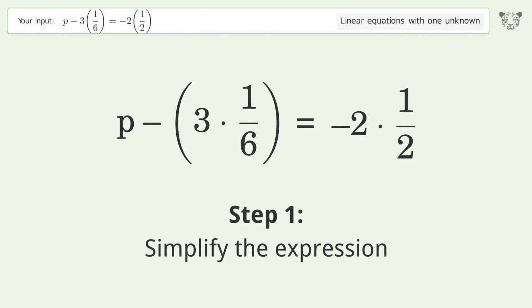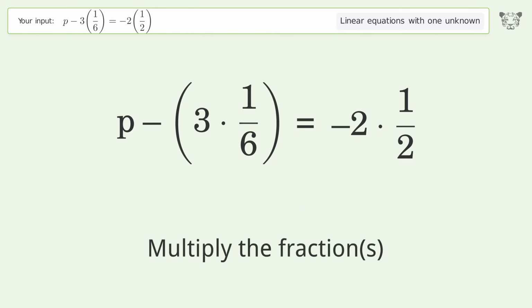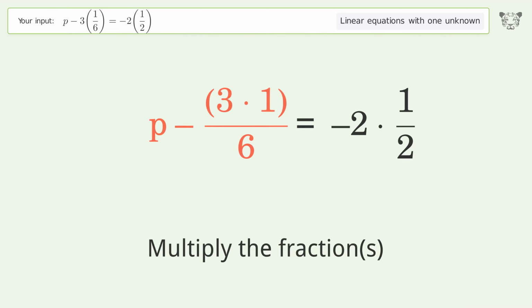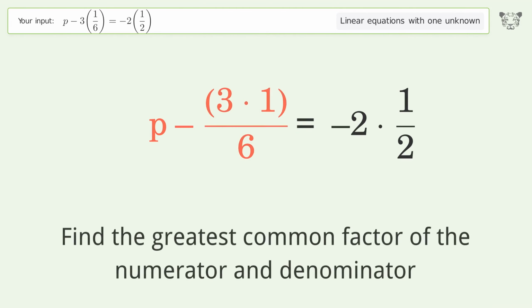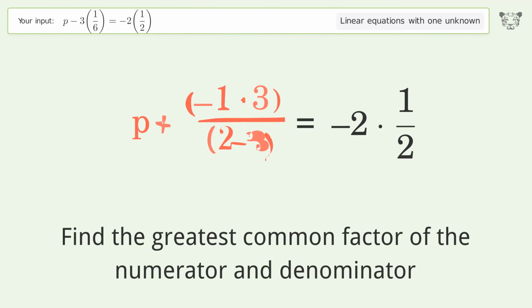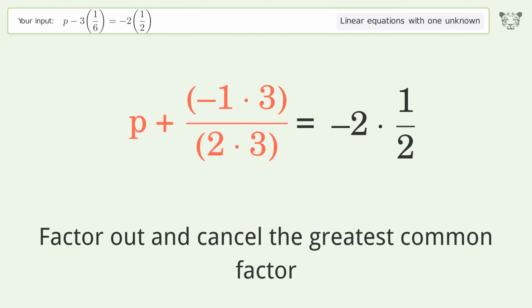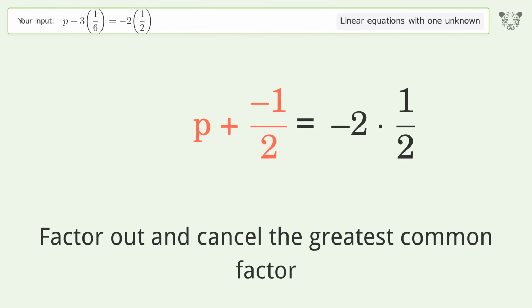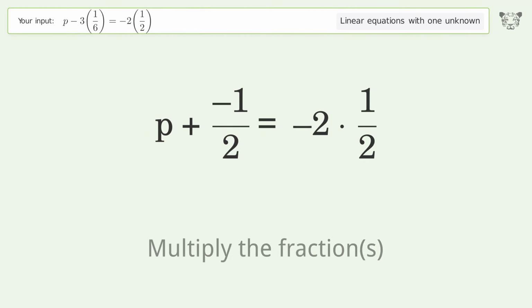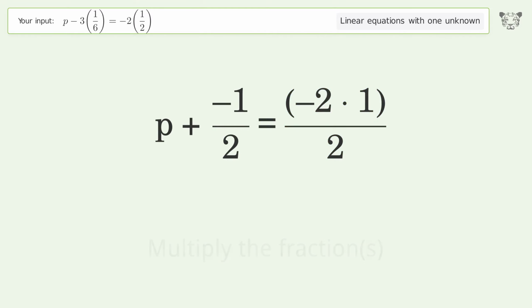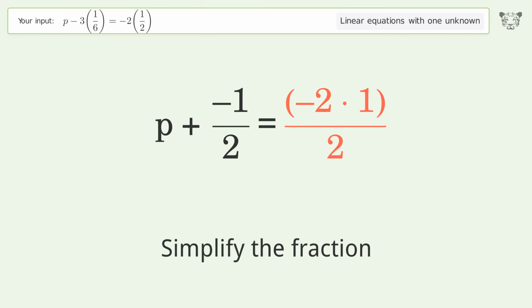Simplify the expression. Multiply the fractions. Find the greatest common factor of the numerator and denominator. Factor out and cancel the greatest common factor. Multiply the fractions. Simplify the fraction.